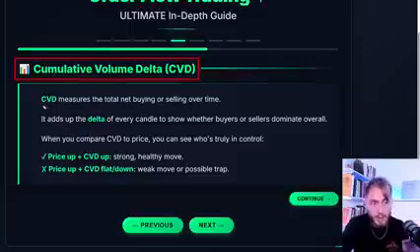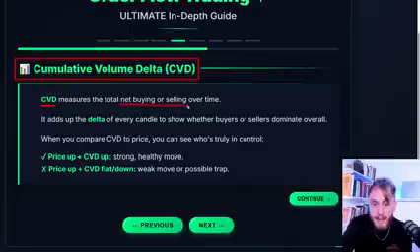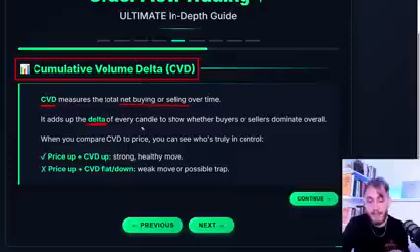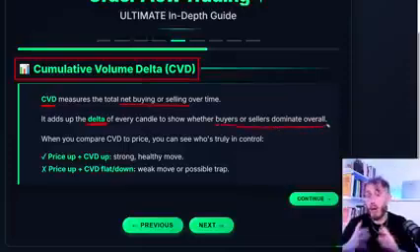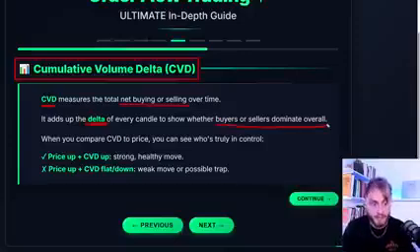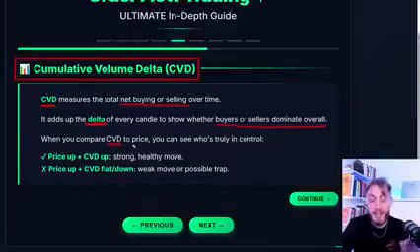So you can pretty much hear in the name that the CVD measures the total net buying or selling over time. So it basically adds up the volume delta of every candle to show if aggressive buyers or aggressive sellers are in control of the market. And here the interesting signals start to come when we compare the cumulative volume delta to the price. Because when we do that, we can start to see who is actually in control of the market.